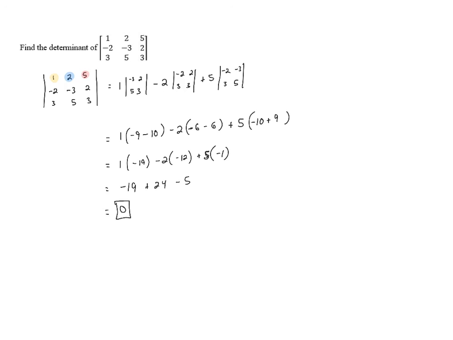When you take linear algebra later on and you study matrices and determinants in more detail, you're going to see some interesting facts about matrices that have determinants equal to 0.